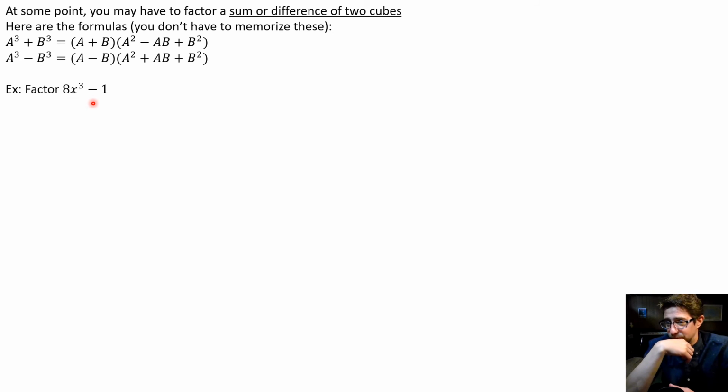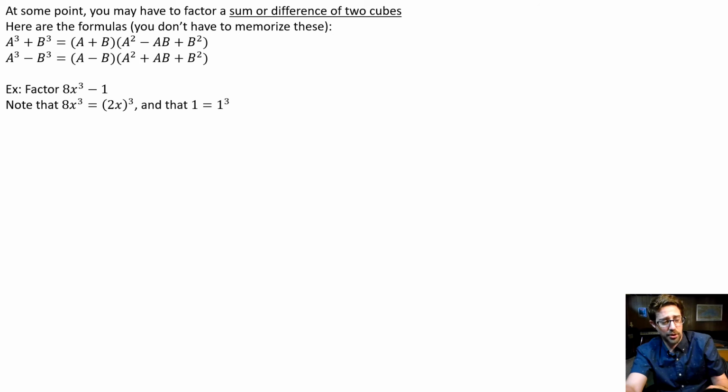Negative 1 is itself cubed. Okay, so that's a difference of 2 cubes. Assume you'd have this formula in front of you if you had to use it. So you just say, okay, if our a is 2x, right, and b is 1, then that's how this factors.